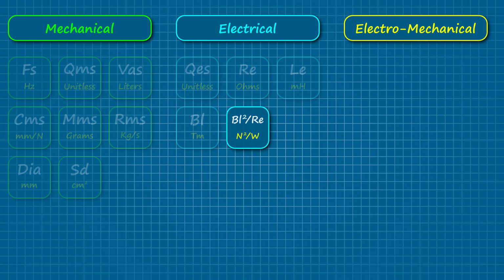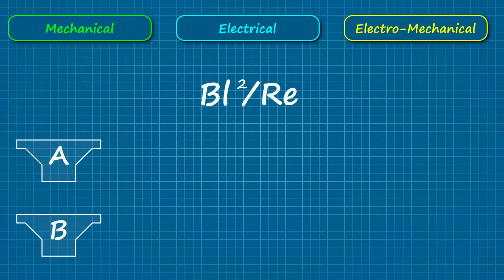Which brings us to BL squared over RE. Expressed in square newtons per watt, this parameter gives us the motor strength figure normalized for the ohm load. So if you're looking to compare drivers with two different coil values, this is the universal measure. And here's a practical example.